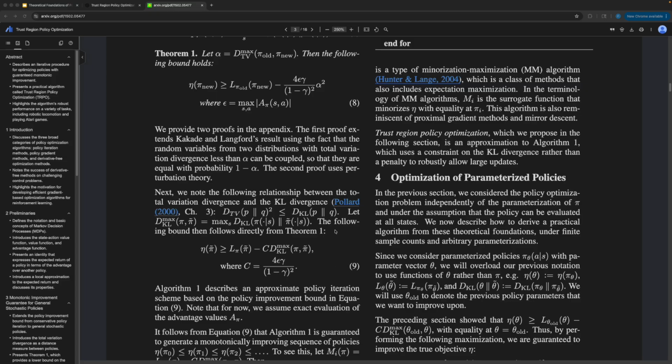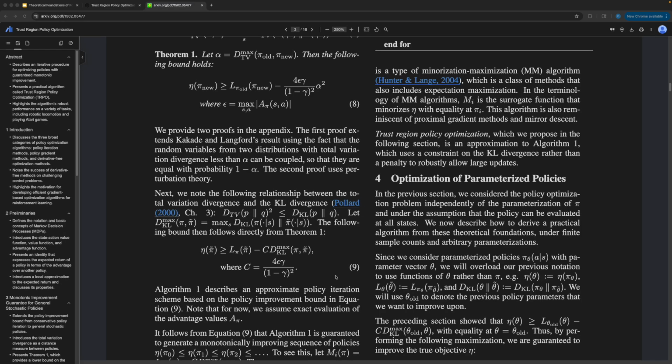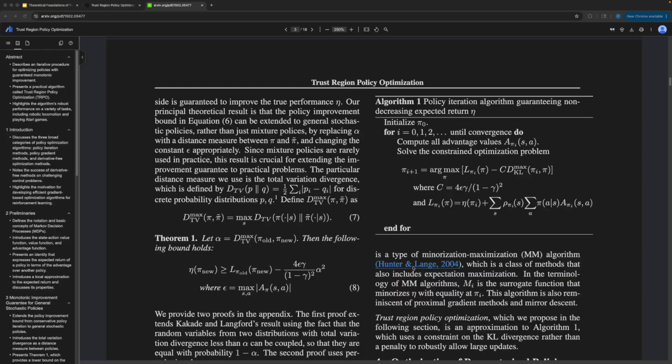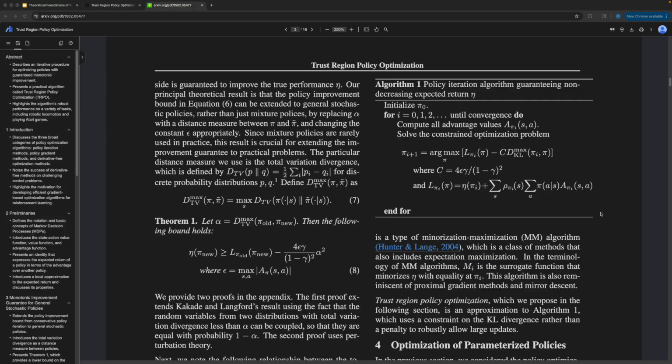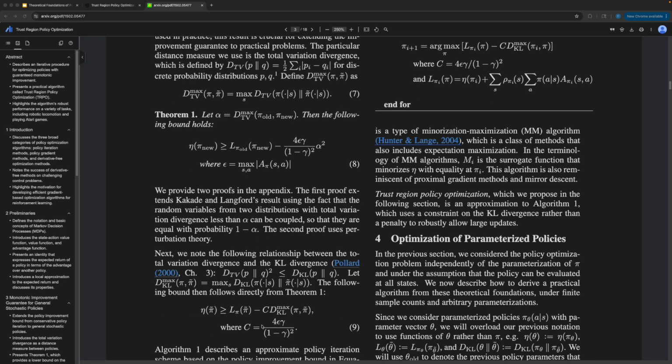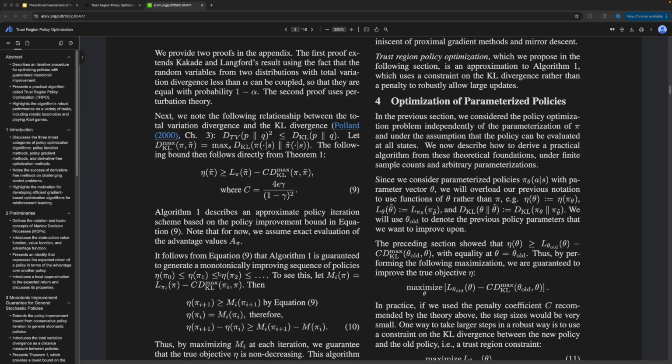So now that we have this lower bound, you could have an algorithm like algorithm 1, where iteratively you try to do a policy iteration, where the next policy at step i maximizes this lower bound that we calculated, and you can prove that this leads to a monotonically improving policy, like a monotonically increasing performance across the policy iterations.